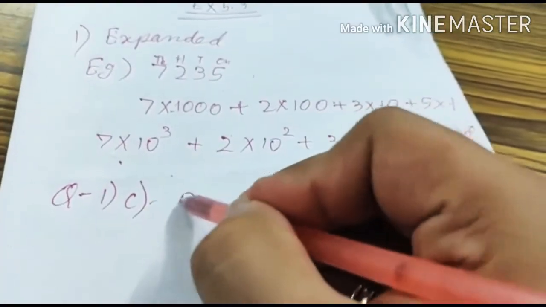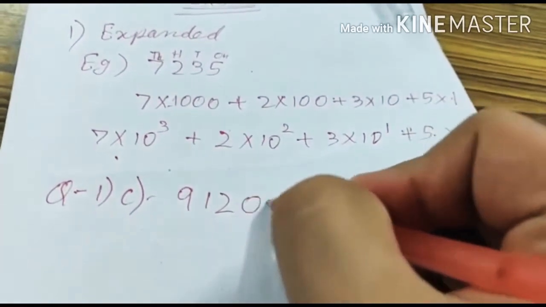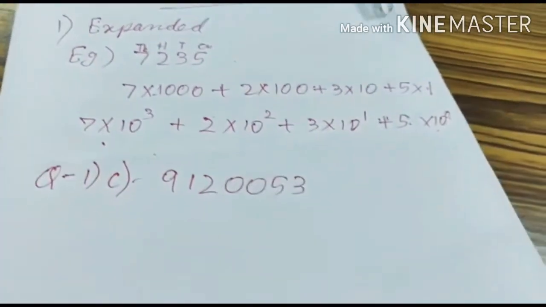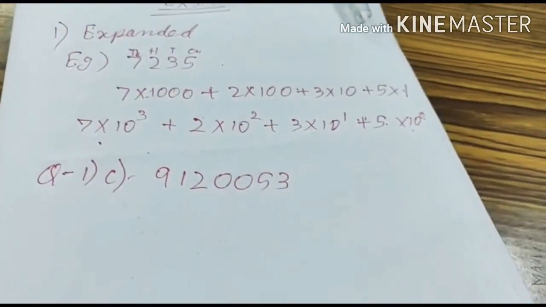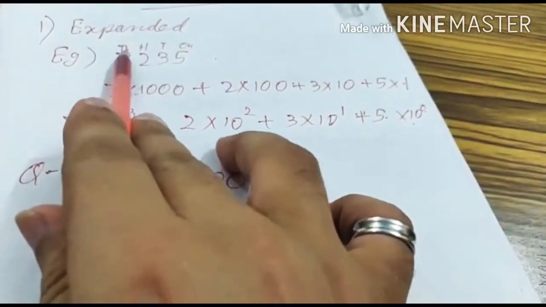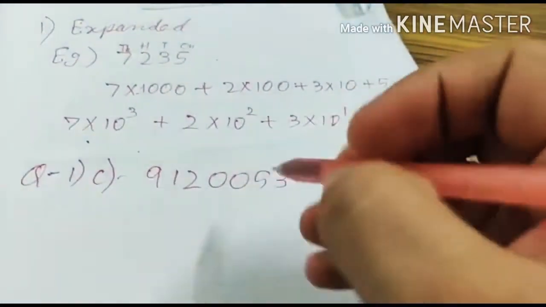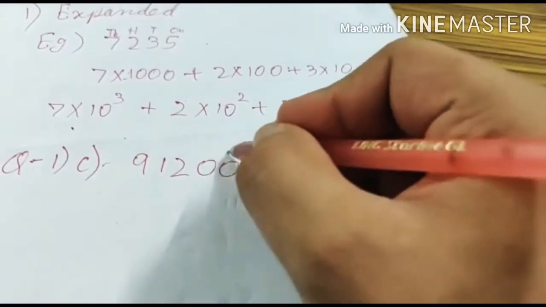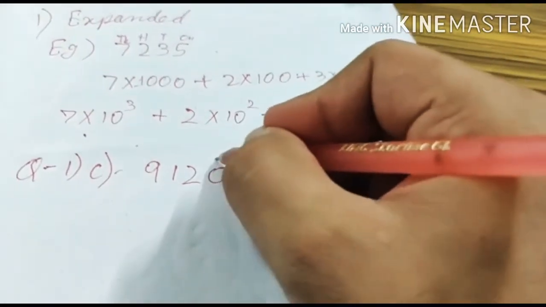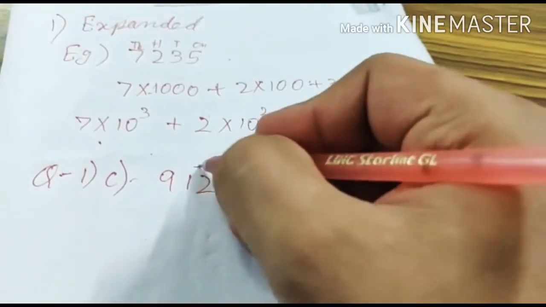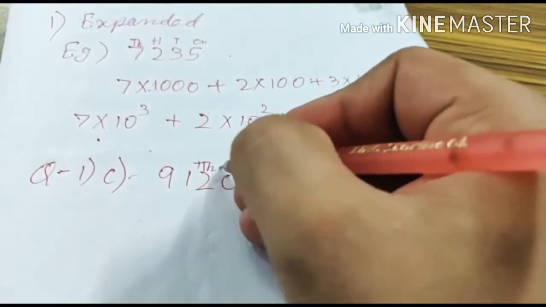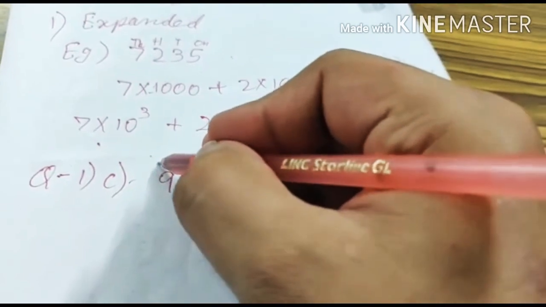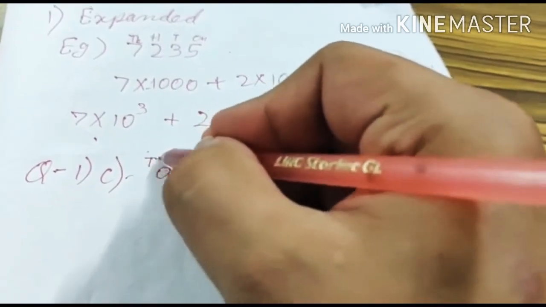The question here is 9120053. We have to write this in expanded form. Just remember one thing, we will first write their places. This is ones, this is tens, this is hundreds, this is thousands, this is 10,000s, this is lakh, this is 10 lakh.